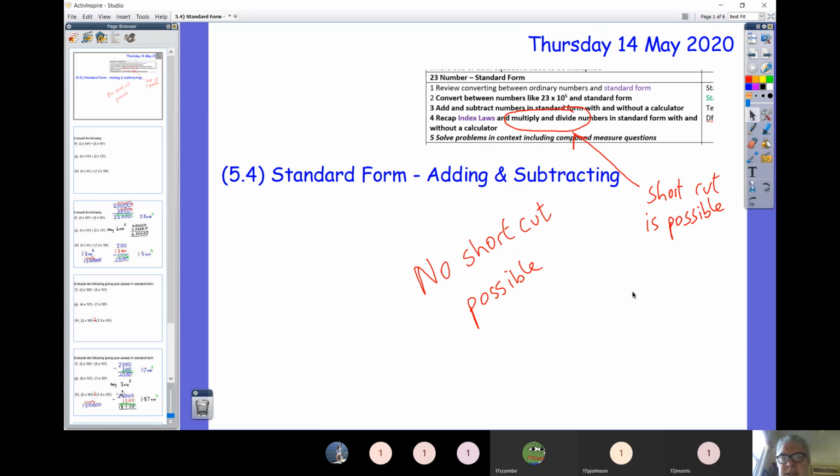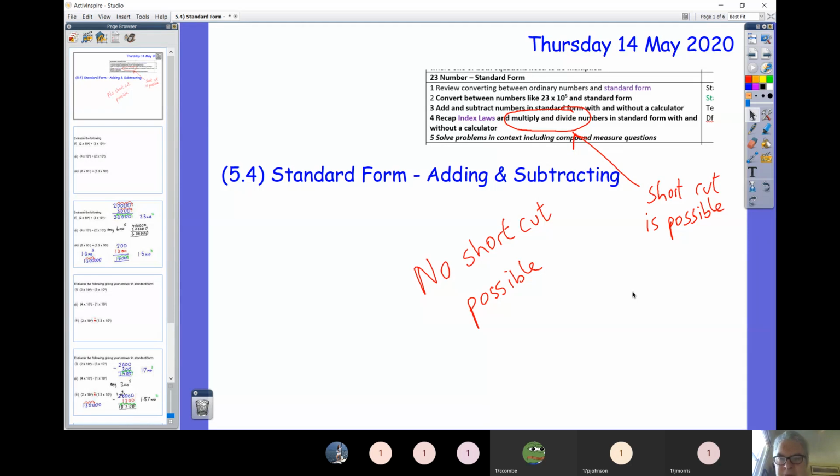I do appreciate this is difficult, and certainly that last lesson where you guys were having to change numbers that weren't nearly in standard form to standard form is tricky. That said, some of you did very well on it, so well done. So we've got probably 2 lessons left on standard form. Today we're going to be looking at adding and subtracting numbers which are in standard form, and then that will leave us our final lesson where we multiply and divide numbers in standard form.